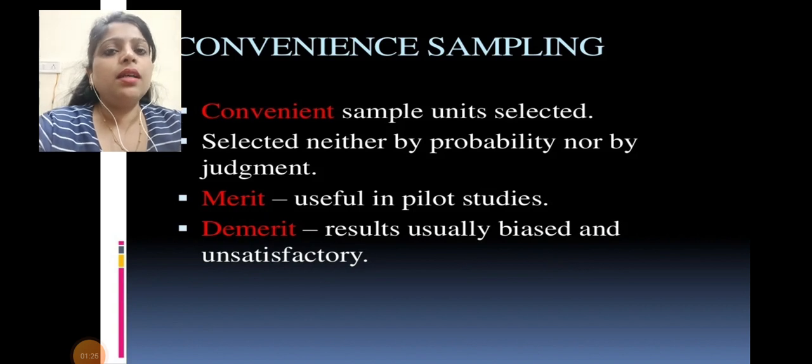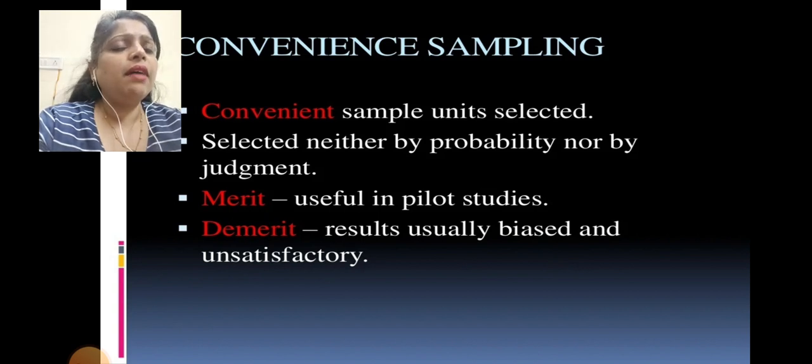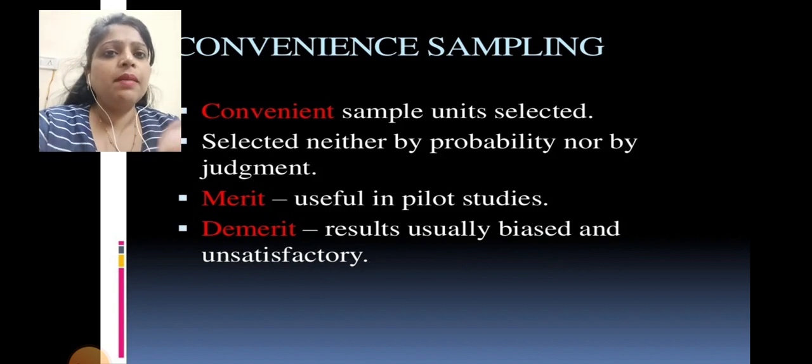Next is convenience sampling. As the name suggests, it is convenience. So in convenience sampling, units are selected neither by probability nor by judgment. Whatsoever is convenient to you, you can take as your sample. The merit is that it is useful in pilot studies, because in pilot studies we can have fewer candidates and we can easily find what is convenient. If I can go to a particular place, it is within my reach, I am conveniently going there and taking the samples from there. Like that my samples can be selected.